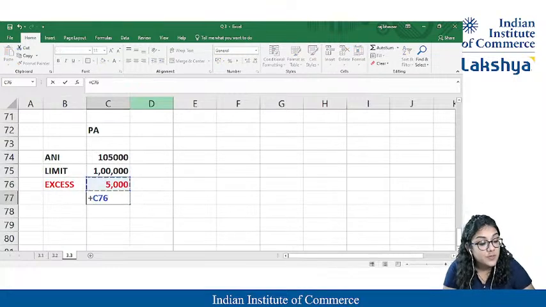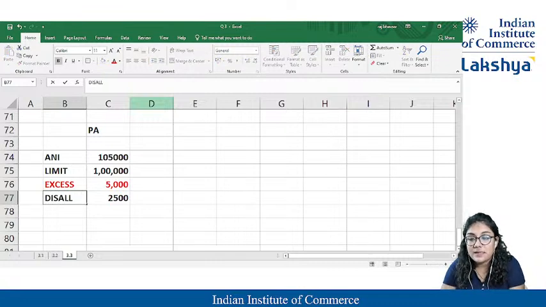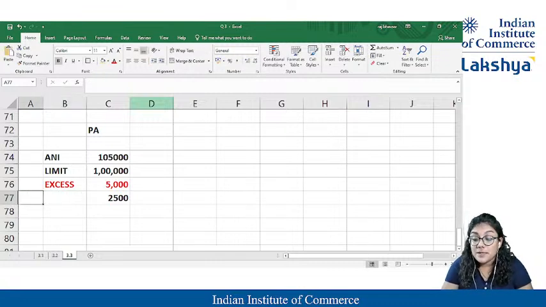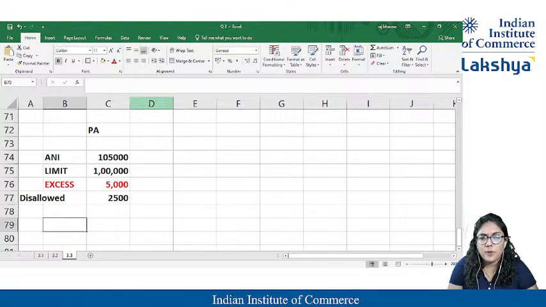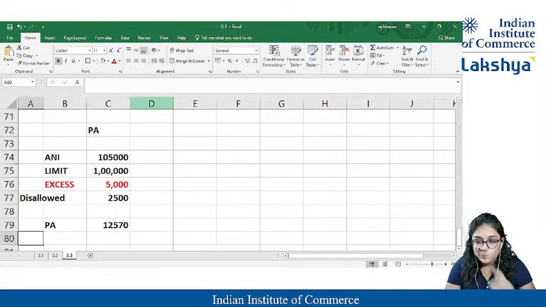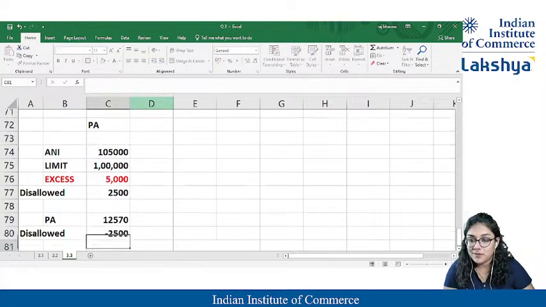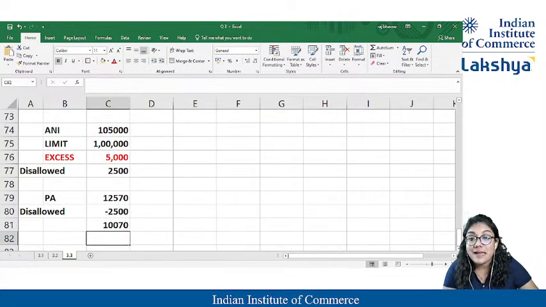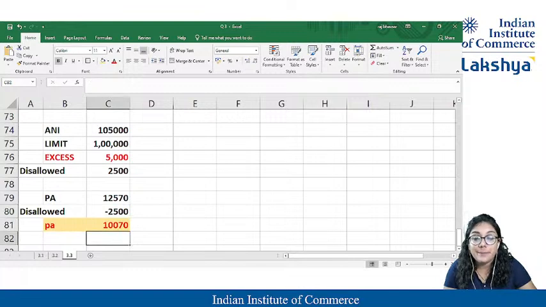So 50% on this is, students, disallowed. Not expenditure, this much personal allowance is disallowed. So again, you tell me how much is allowed. My total personal allowance is always 12,570. Now from that, if I'm reducing the disallowed amount, obviously I can get the allowed amount. So minus 2,500. So this much is allowed, guys. I think this is the PA which is allowed. Understood? The 10,070.